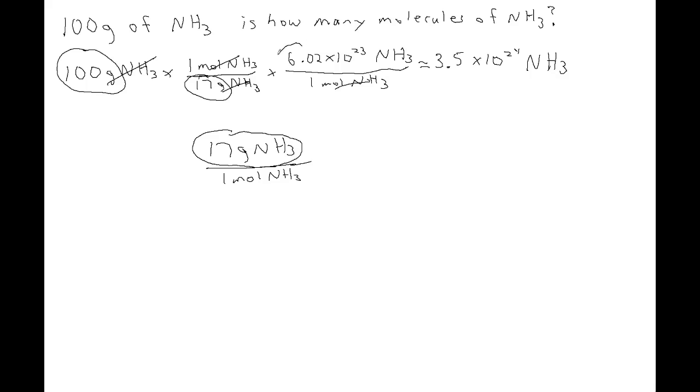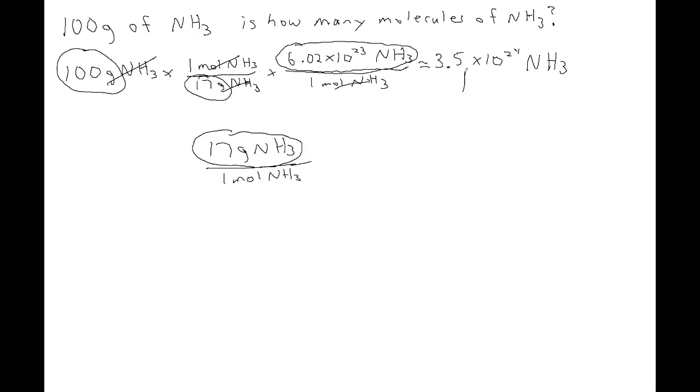Same deal. Here we wrote 6.02 times 10 to the 23rd individual ammonias. Does that mean that we really had 6.02 times 10 to the 23rd individual ammonias in this problem? No. How many individual ammonias did we really have? 3.5 times 10 to the 24th. Yeah, that's what we figured out.